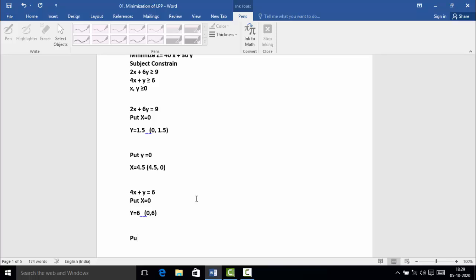For the second point, put y equal to 0. If we put y equal to 0 in the equation, then the equation becomes 4x is equal to 6 and x is equal to 6 by 4. Therefore x is equal to 1.5 and our next point is (1.5, 0). Therefore from equation 2 we got two points: the first point is (0, 6) and the second point is (1.5, 0).